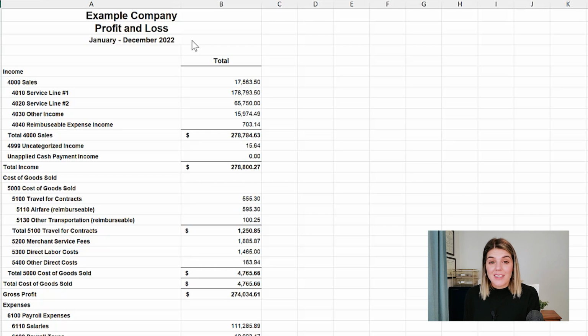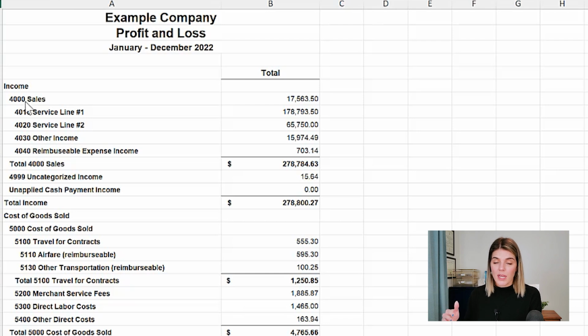So here we are in the example company profit and loss, and I want to just kind of break down the structure of the statement for you first, because structure is important. It will always be in this order, and this helps you if you're trying to figure out a number and you need to figure out where to look for it. This will help guide you if you understand the basic structure.